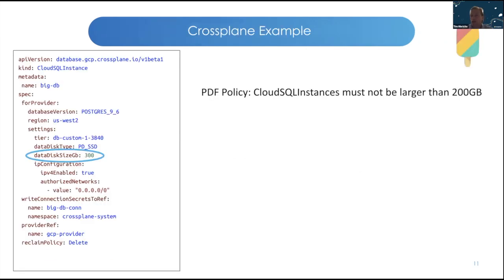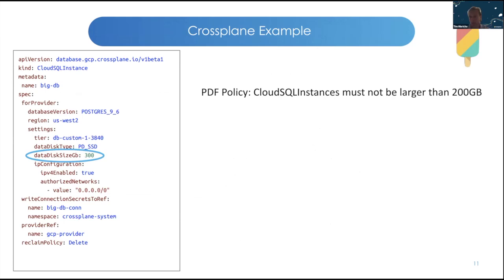Okay, so let's look at a quick example of how this would work. Here we're using a Cloud SQL instance from Crossplane. The idea is that, imagine I'm a developer trying to create this Cloud SQL instance. I start out with the YAML for this Cloud SQL instance. What I've highlighted there in that blue circle is the size of the database. So here the size of the database is 300 gigabytes.